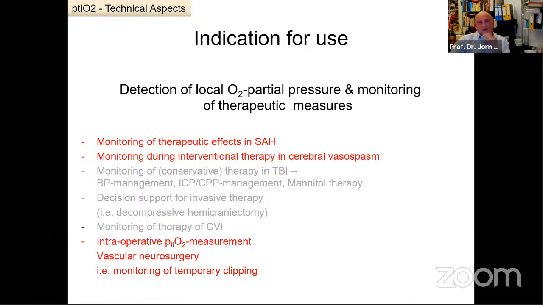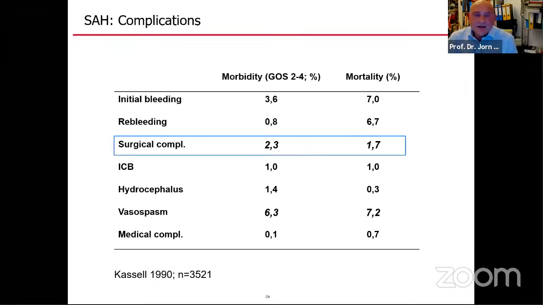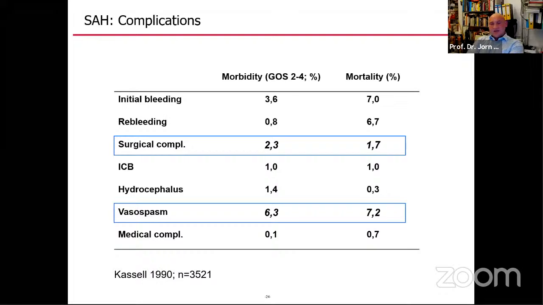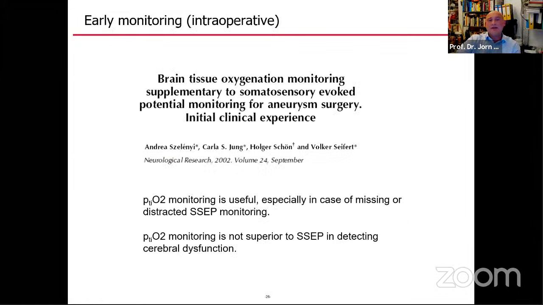I'd like to divide this into two groups. One is the subarachnoid hemorrhage treatment and the other is the intraoperative PO2 measurement. If you look at the morbidity and the mortality after aneurysmal subarachnoid hemorrhages, you can see that after the initial bleeding, which is our primary event, which we can't really do anything about, the two big points that define mortality and morbidity are surgical complications and even more vasospasm afterwards. So for this, we might be able to use this monitoring.